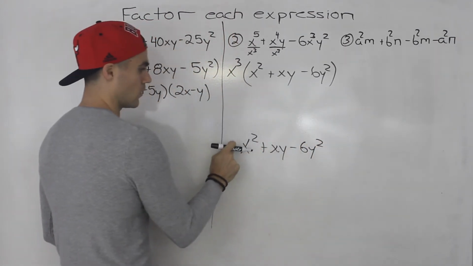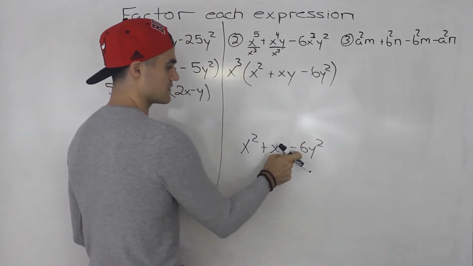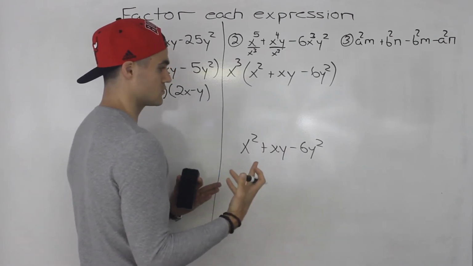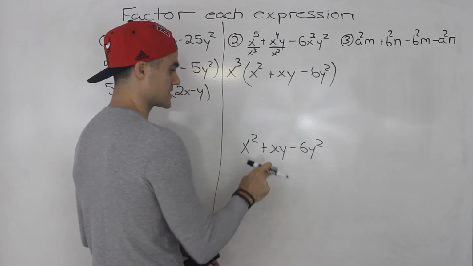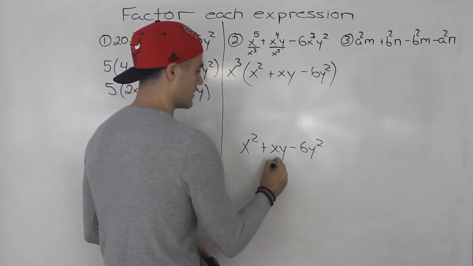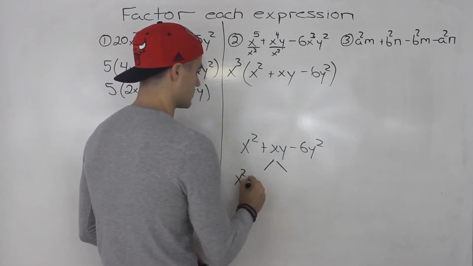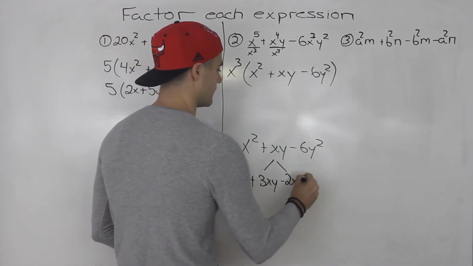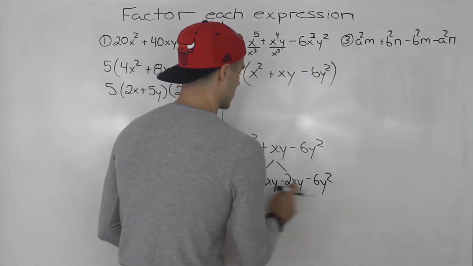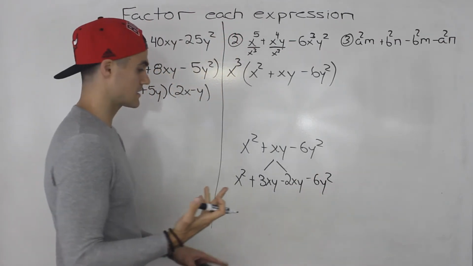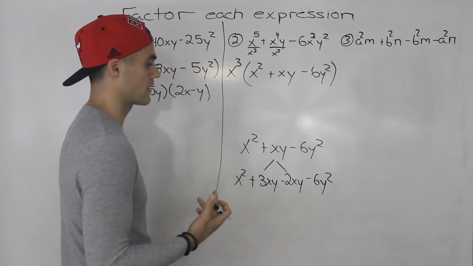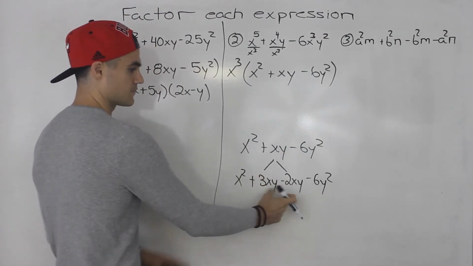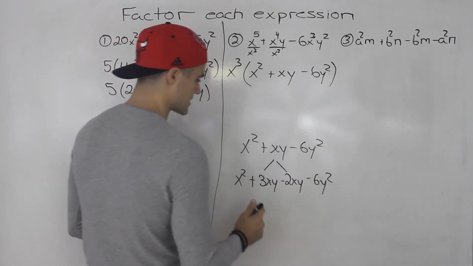So the a value is 1, the b value is 1, and the c value is -6. So 1 times -6 is -6, so we have to find two numbers that multiply to -6 and add up to +1. And the two numbers would be 3 and -2. Right? Because 3 times -2 gives us -6, and 3 minus 2 gives us 1, that b value. So we decompose that middle term into these two. The first term, last term stay the same.